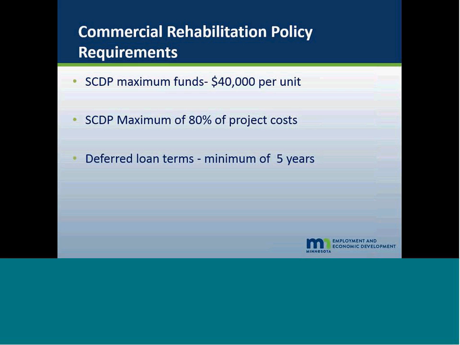Okay, we're going to talk about the commercial rehab policy requirements. For commercial, small cities maximum funds, you're looking at $40,000 per unit for maximum. Small cities, maximum of 80% of project costs. And terms, deferred loans at least, very minimum of 5 years, can go above that though, obviously.